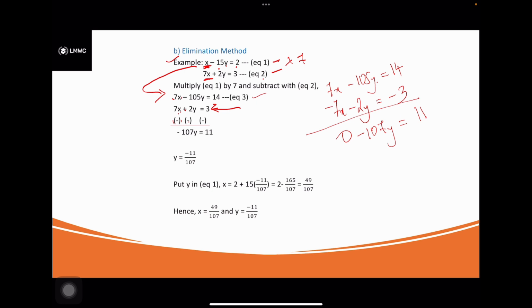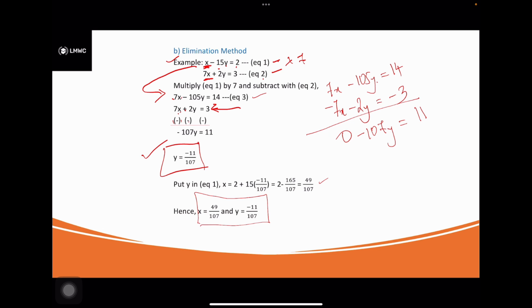Next you derive the value of y, which equals minus 11 by 107. Now you have got the value of y, so your job is to find the value of x. To get the value of x, you take the value of y and substitute it back into the first equation, which you had changed. You multiplied the first equation with 7, so equation number 1 is the one you are trying to change. In that equation, you put the value of y as minus 11 by 107. When you replace it, you get the answer as 49 by 107.